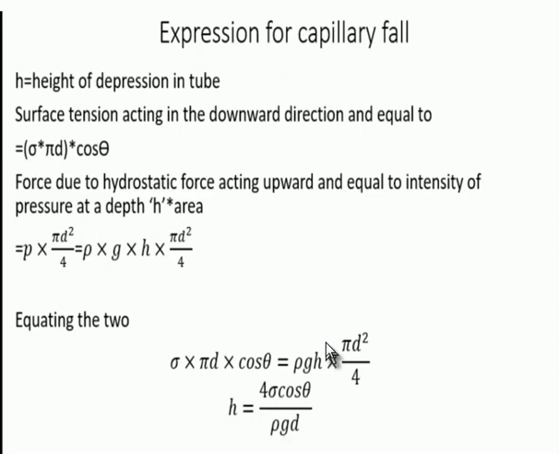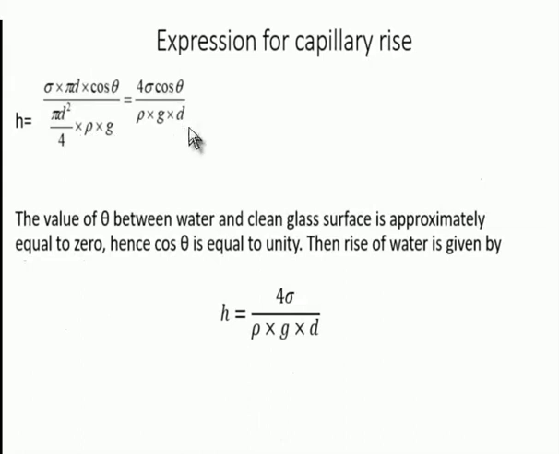Next one is the expression for capillary fall. Here h is the height of the depression in the tube. The surface tension acts in the downward direction and is equal to sigma pi d into cos theta. The force due to hydrostatic pressure acts upward and is equal to the intensity of pressure at depth h into area, so rho g h into pi d square by 4. Equating these two, we get h is equal to 4 sigma cos theta by rho g d. This is the expression for the capillary fall, and the earlier one is the expression for the capillary rise.